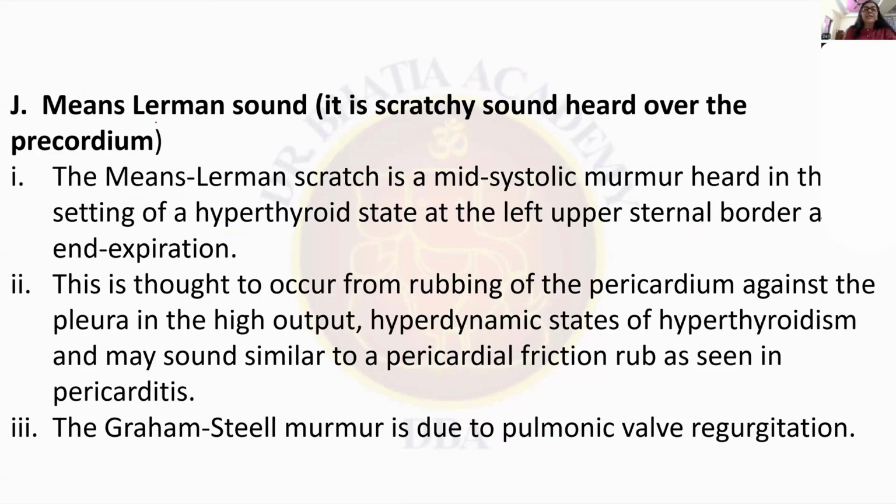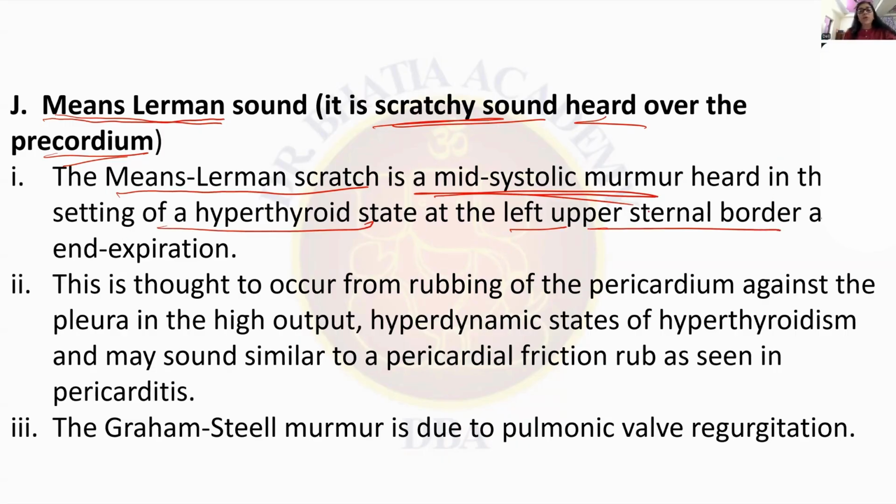Now, there is a Means-Lerman scratch. What is a Means-Lerman scratch? Means-Lerman scratch or a Means-Lerman sound, it's a scratchy sound which is heard over the precordium. If you place your steth over the precordium in a Graves disease, you will hear some scratch. It's a khachar khachar, aise rub karte na, jaise when you rub two papers, you hear some scratch. So that Means-Lerman scratch, it is a mid-systolic murmur, which is heard in the setting of hyperthyroidism at the left upper sternal border and at the end of expiration.